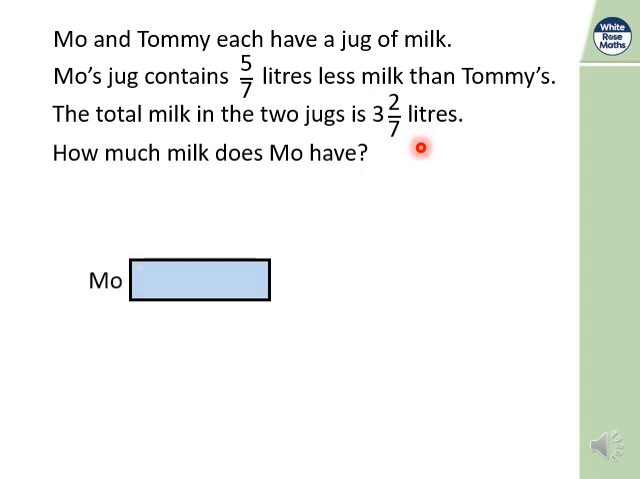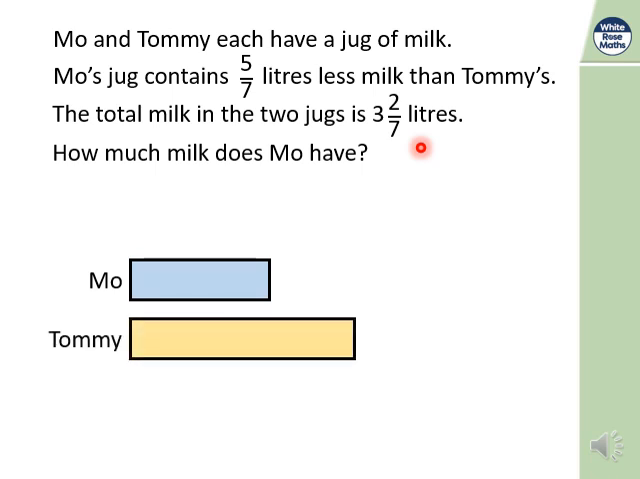Now to solve this, we're going to use a bar model. Here is how much Mo has, and here is how much Tommy has. We know that Tommy has more than Mo, and we know the total milk in the 2 jugs when added together gives us a total of 3 wholes and 2/7. And we know that Mo has 5/7 less than Tommy, which is shown here. If this is Mo's, we know that this part of Tommy's would also be 5/7.